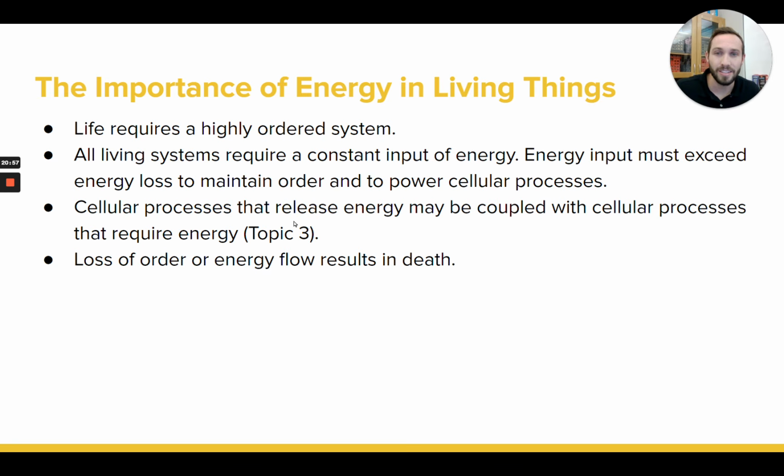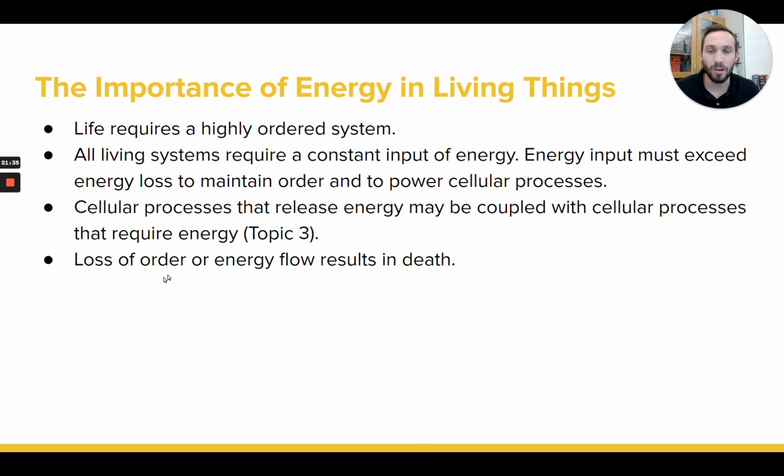And then it says cellular processes that release energy can be coupled with cellular processes that require energy. And we're going to talk about that more in topic 3. So there's lots of things that require energy happening inside of you that need to happen, or you're going to die. And there's things that release energy inside of you. And so your body and cells, and living things, have found great ways to combine the two, where things are releasing energy, which helps power the things that require energy, which is basically going to involve endergonic and exergonic things happening at the same time. We'll talk about that in topic 3.